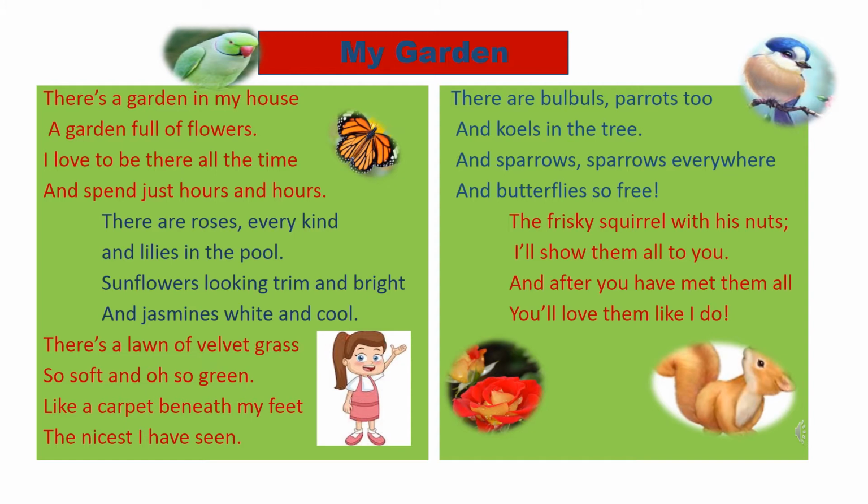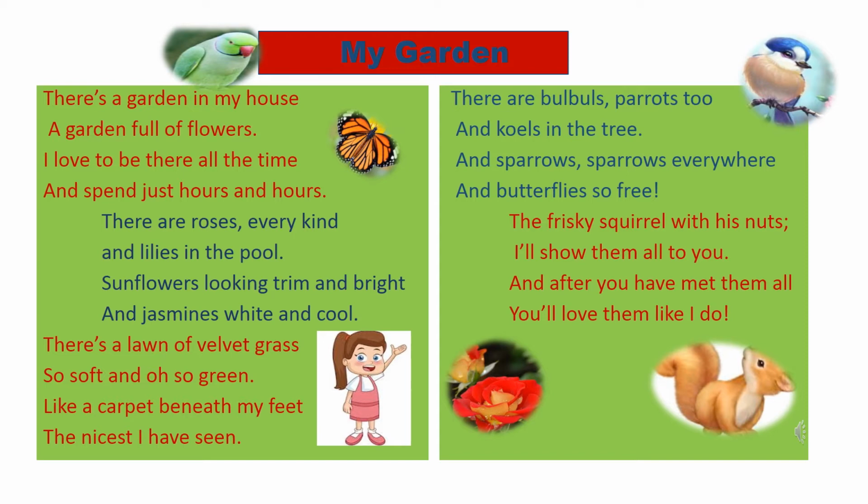Now, children, the writer over here is telling us about a beautiful garden that she has in her house. It is a garden which is full of beautiful and colorful flowers. Now, which all flowers are there? There are roses of every kind. You know, children, the flower rose is a beautiful flower. Everyone loves roses, and roses are of different colors.